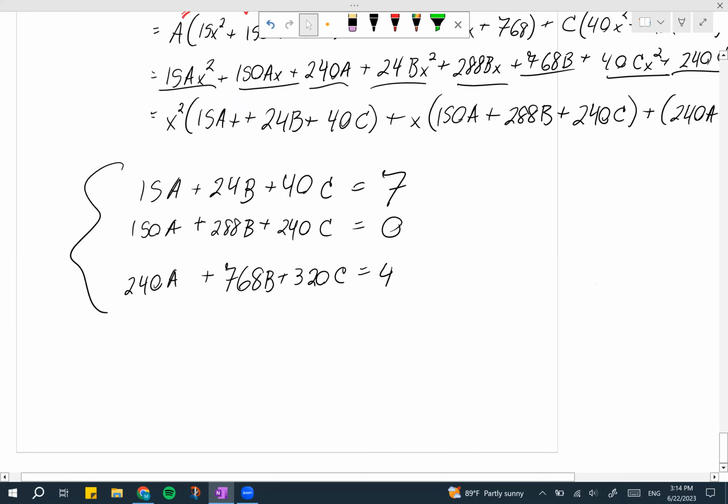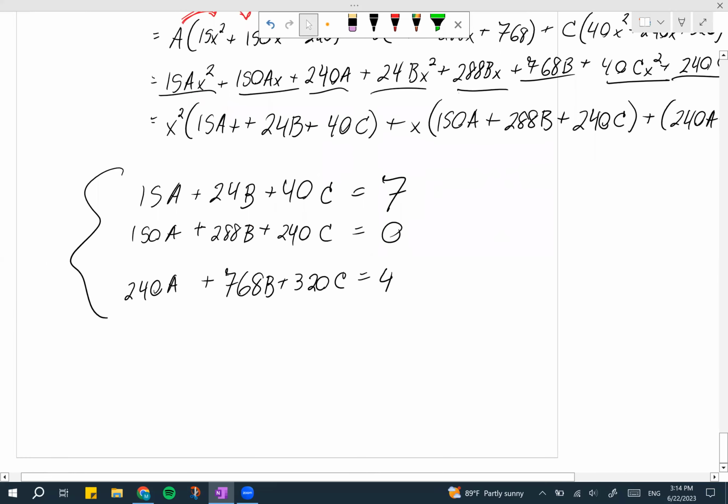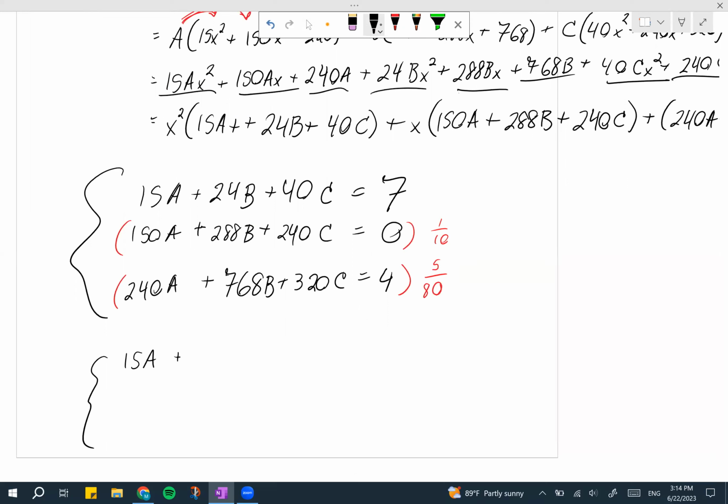Now, from here, it's just solving this system of equations. All right. I'm going to multiply this equation by 1/10. I'm going to multiply this one by 5/80. Ready? When I do this, I'm going to get 15a plus 24b plus 40c equals 7.